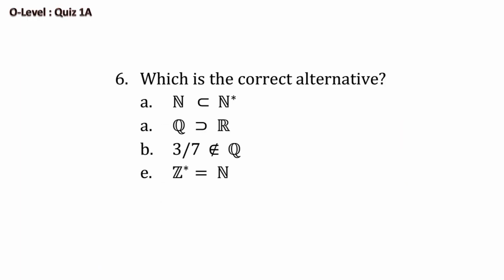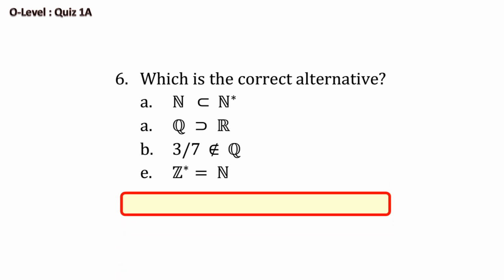Which of these alternatives is correct? The first one, naturals are subsets of naturals excluding 0. No. Rationals are superset of real numbers. No. 37 is not a fraction. No. Z star is equal to n.